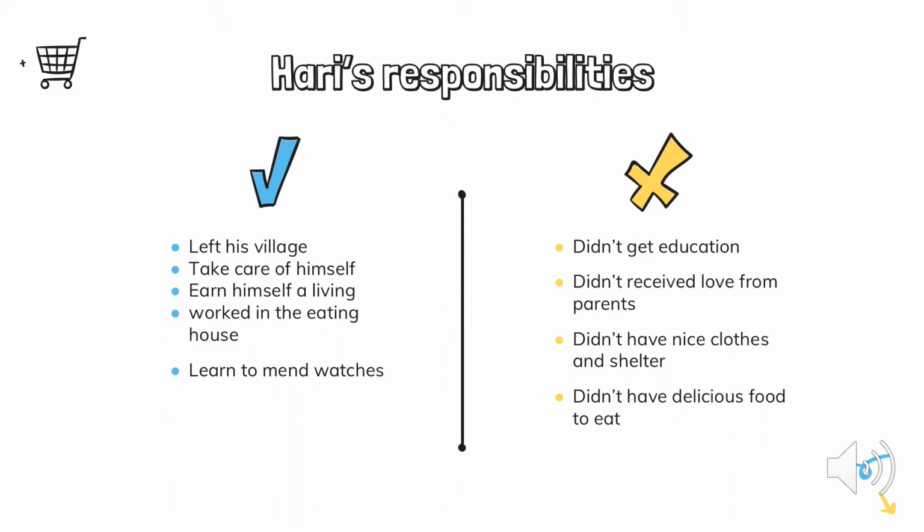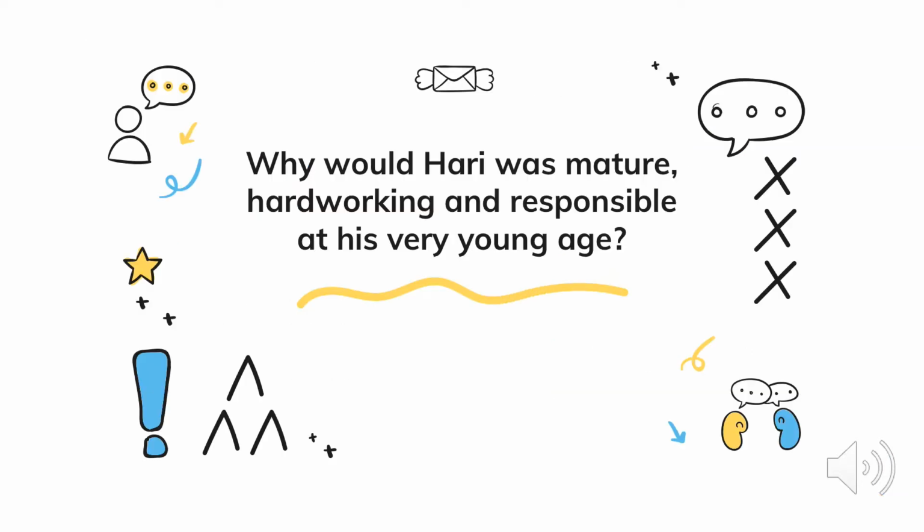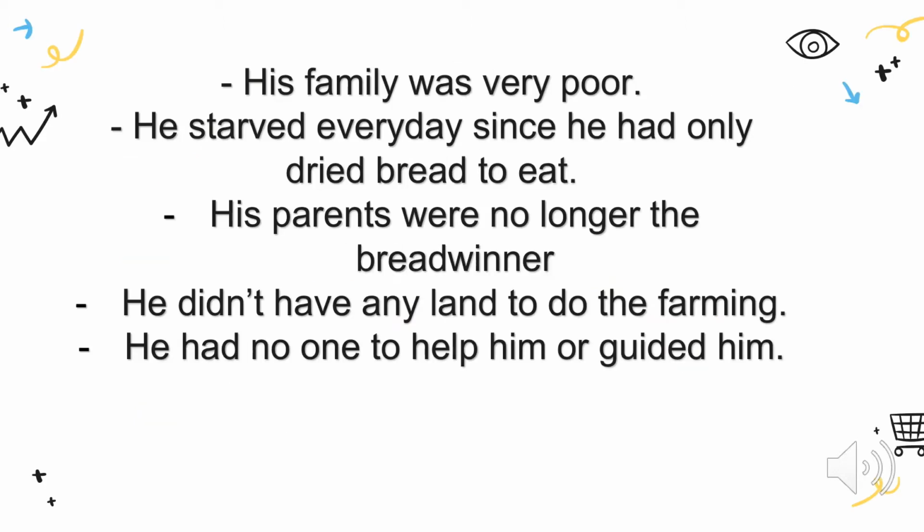While Harry was a responsible man, most of the children get education, they receive love from their parents, they have nice clothes and nice shelter to live in. Moreover, they don't have to worry about not having enough food to eat. So why was Harry so mature, hardworking and responsible at his very young age? Actually, Harry, just like the other kids, also wanted to have an amazing childhood. But the situation kept pushing and forcing him to do so.